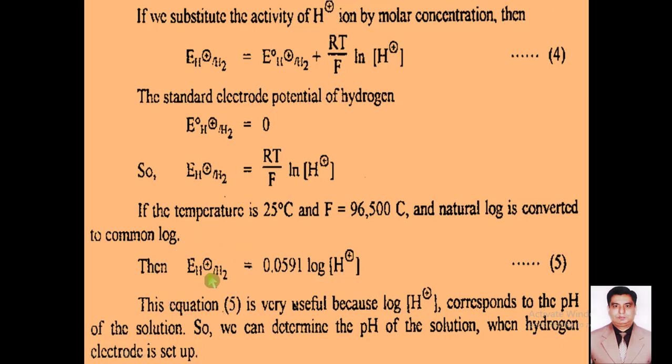It will be written that electrode potential for the hydrogen is equal to 0.0591 into log hydrogen ion. Dear students, this equation number 5 is very useful because log of the hydrogen ion concentration is the pH of the solution. So we can determine the pH of solution when hydrogen electrode is set up. So by just writing here pH, we can find out the electrode potential. From this equation number 5 you can say the electrode potential of the cell.